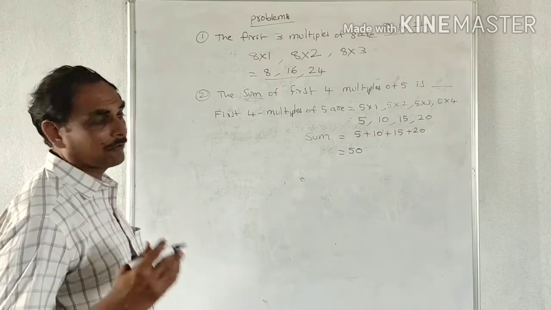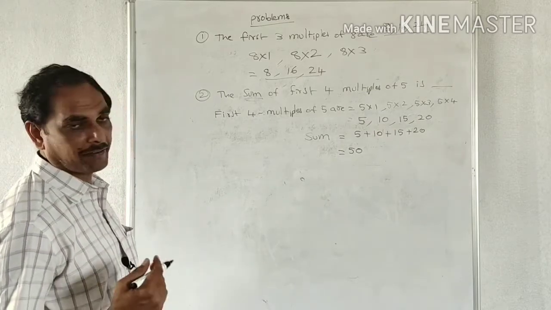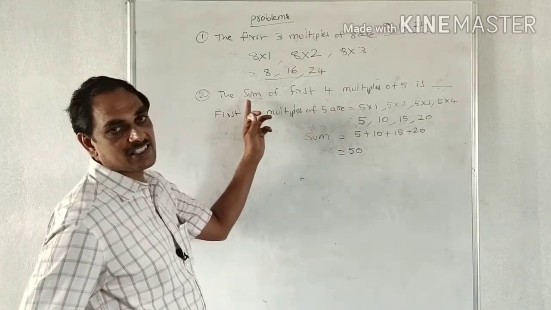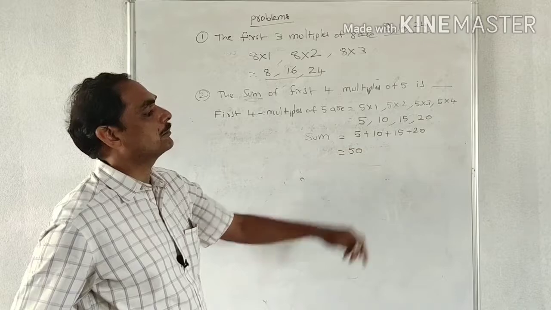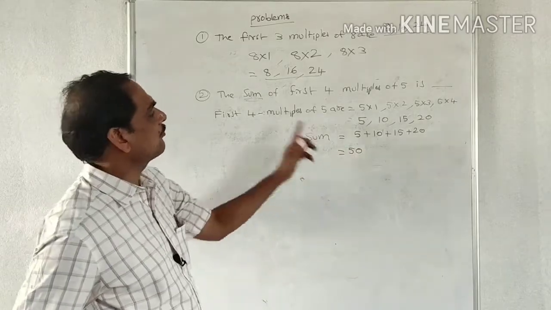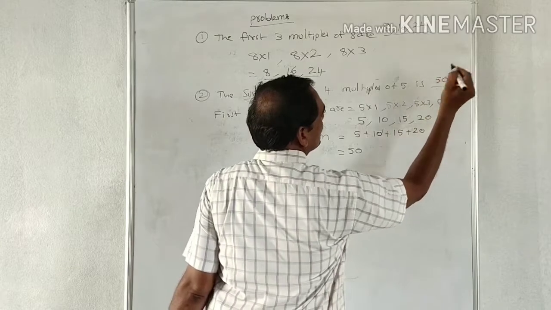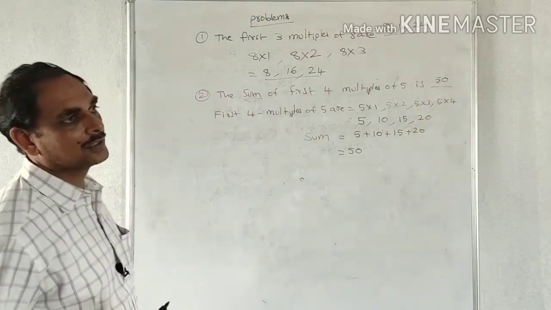So this is the sum of the first 4 multiples of 5. When we find the first 4 multiples of 5, first we have to write the first 4 multiples, and to find the sum of the multiples we add them. Then we get the sum of the first 4 multiples of 5 is 50. This is the second problem.